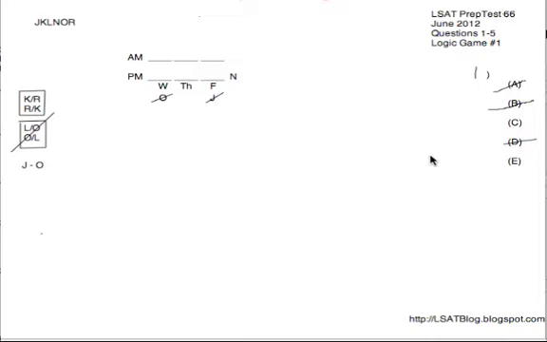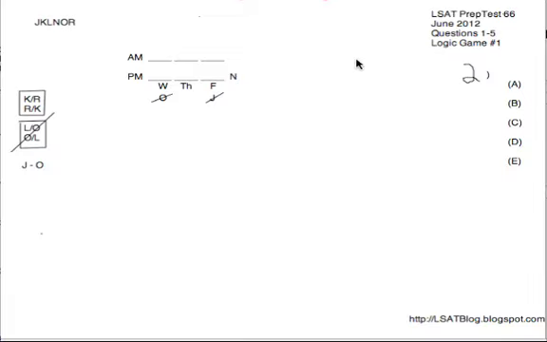Down to C and E now, we can take the rule that K and R must always be on the same day. Choice C is violating that, with K on Wednesday yet having R on Thursday, unacceptable. C is eliminated, leaving E by process of elimination for number 1.